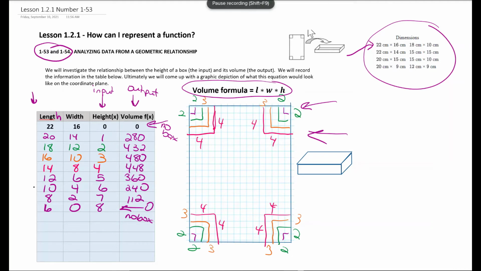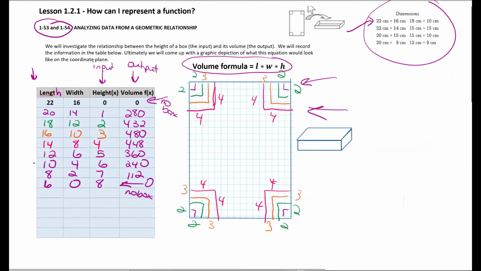0 on the height, and then the volume. When there's 0 on the volume, it shows that you have a 2-dimensional shape. So therefore, you don't have a possible input and output that works, okay? Can't have 0 width. You can't have 0 height. All right, let's move to the table.